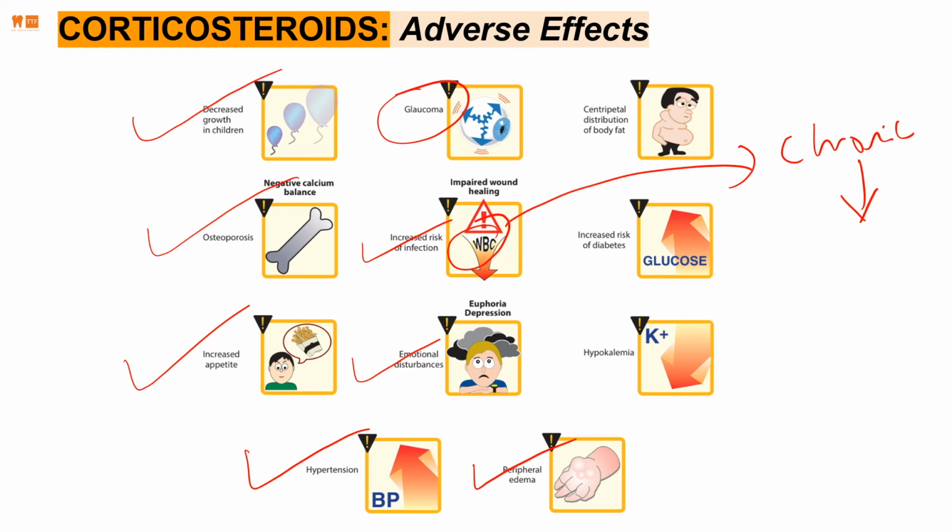Glaucoma in the eye, remember the eye conditions we can use corticosteroids for. Then we have distribution of body fat, so big tummy, humpback, tiny limbs. Moon face and small mouth, fish mouth, okay? Increased diabetes risk, hypokalemia, and of course, alkalosis.